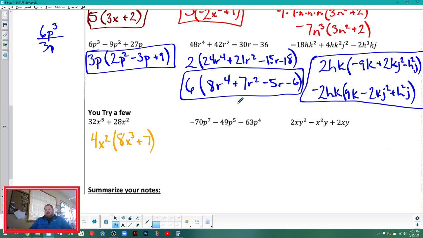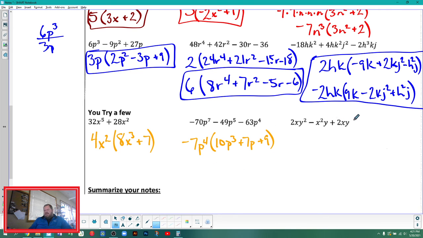Hopefully in the next one you saw that you should take out a negative, and it should be a negative 7 p to the fourth. I kind of think of this as trying to figure out the biggest piece that's in every one of my terms. This would leave you with 10p cubed plus 7p. Sorry, not 7p squared, just 7p. And then plus 9.